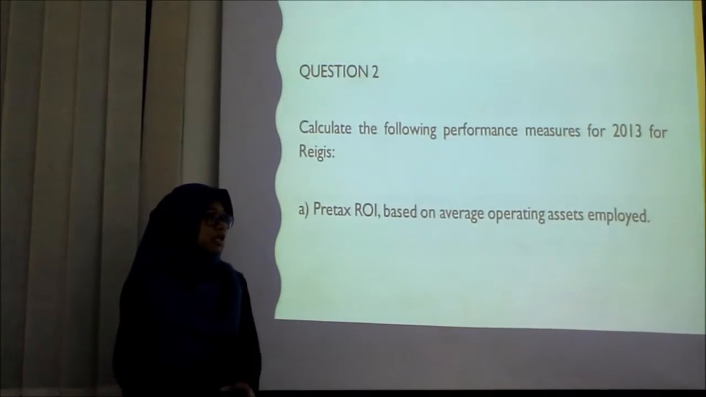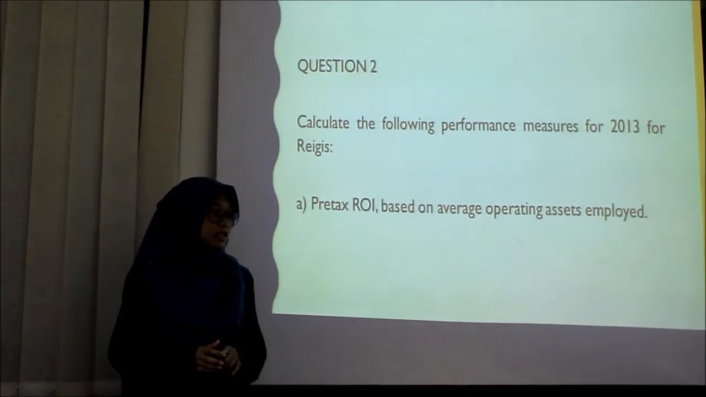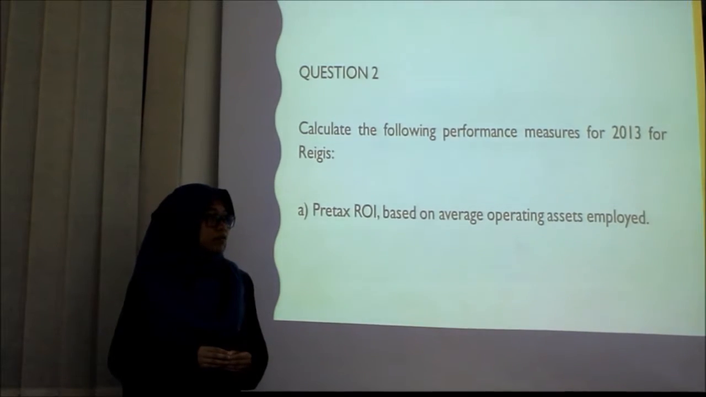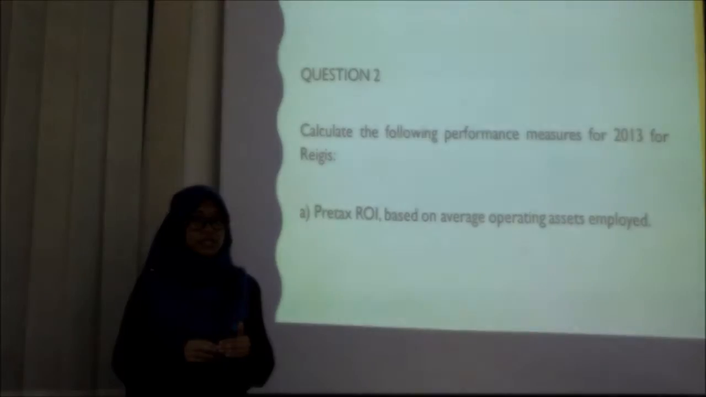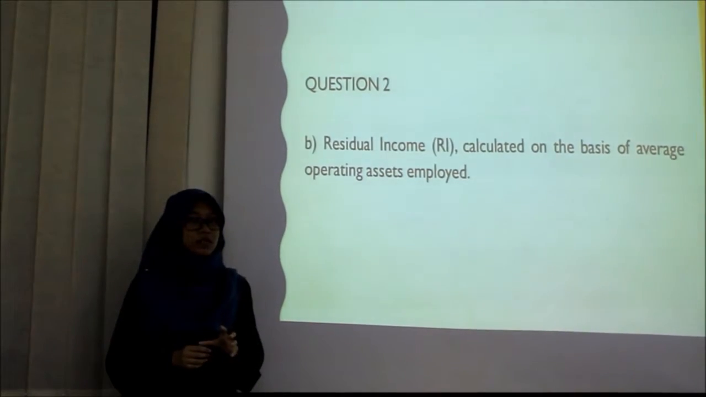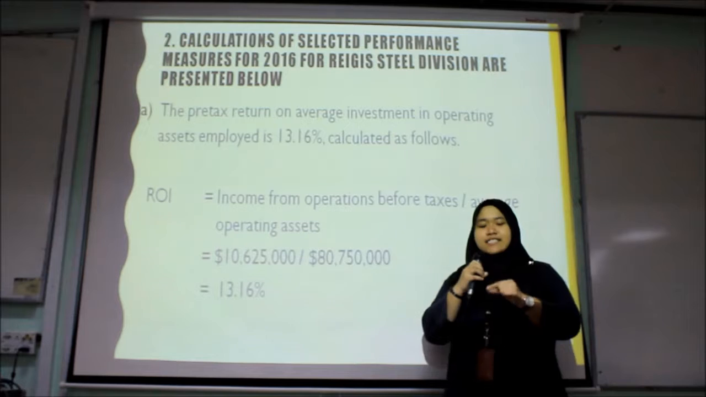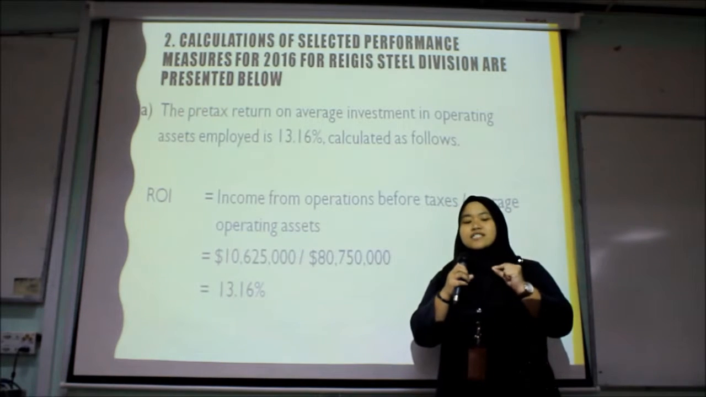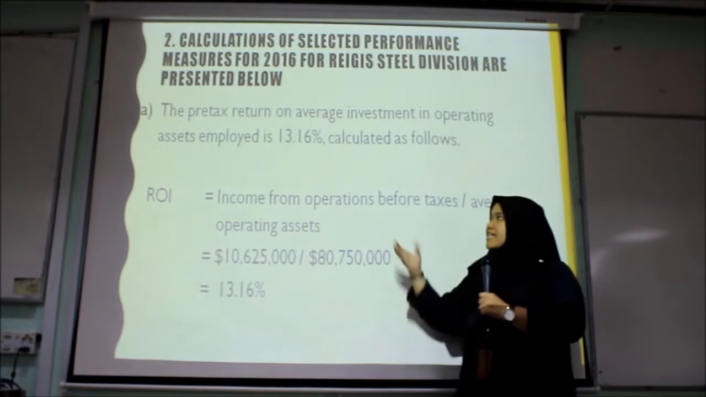Question number 2. The question is, calculate the following performance measures for 2013 for Reigis. A is pre-tax ROI based on average operating assets. B is residual income, RI, calculated on the basis of average operating assets deployed. For question number 2, we need to calculate the selected performance measures for 2013 for Reigis Steel Division that are presented in this slide.